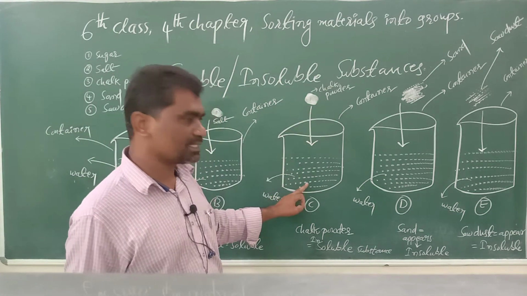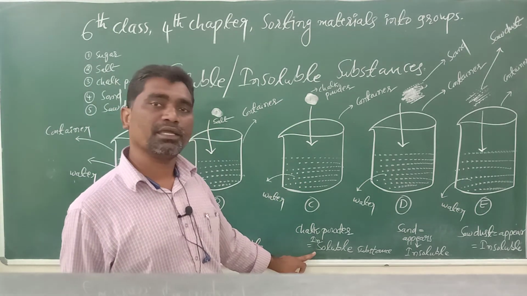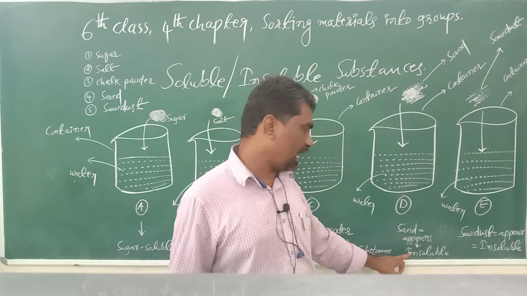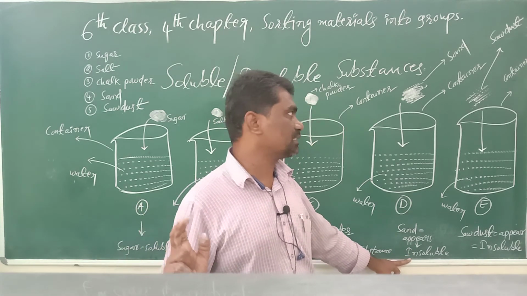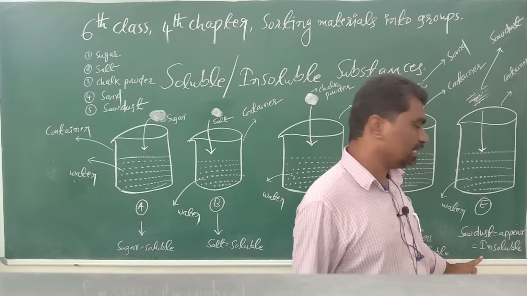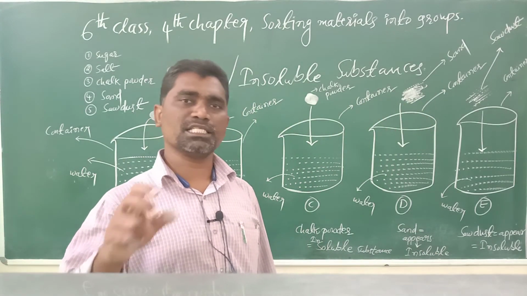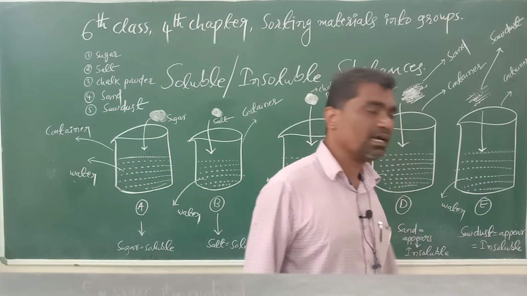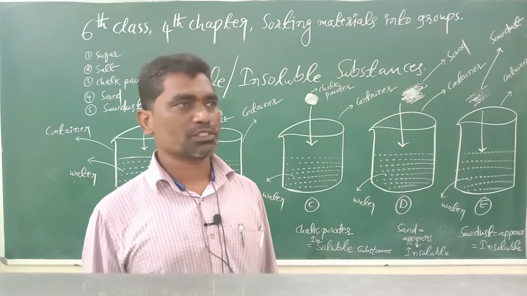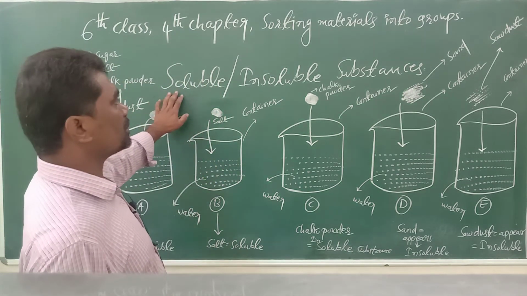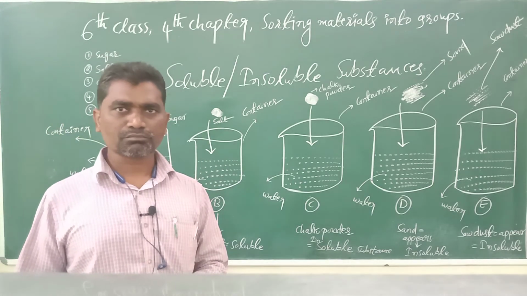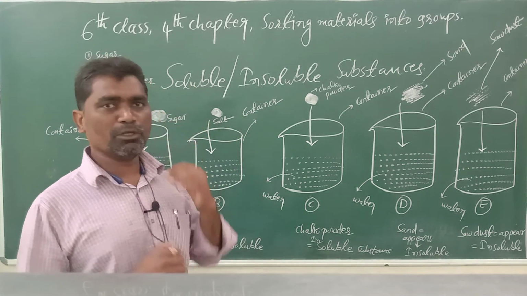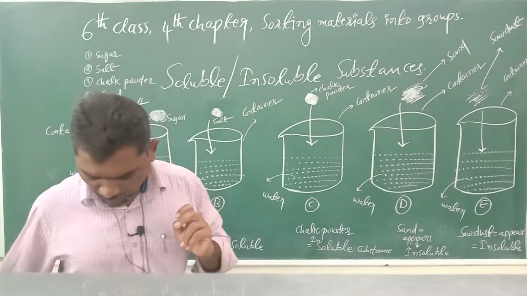Chalk powder doesn't dissolve inside the water, so it is called an insoluble substance. Next, sand also doesn't dissolve inside the water, so sand is called an insoluble substance. Next, sawdust doesn't dissolve inside the water, it is visible from outside. We can see the sawdust at the bottom of the container, so sawdust is called an insoluble substance. Like this we can separate which is a soluble substance and which is an insoluble substance. We can separate the materials into groups. Some are soluble substances, some others are insoluble substances.